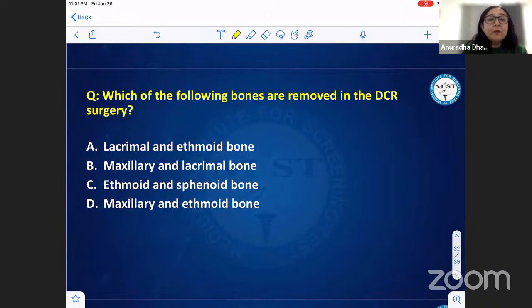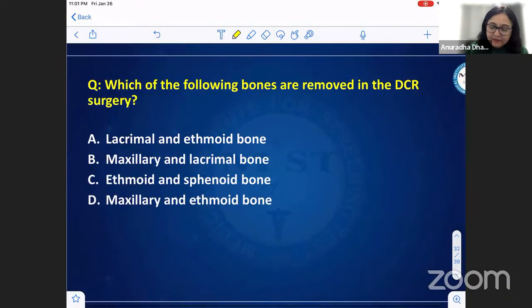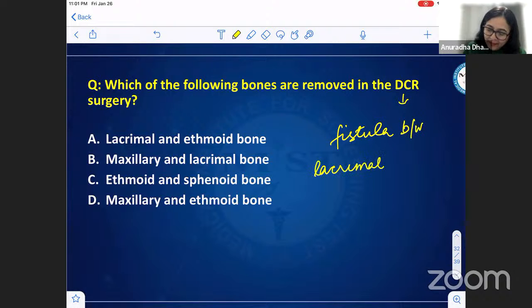Which of the following bones are removed in DCR surgery? So we know DCR surgery is done for chronic dacryocystitis. It's dacryocystorhinostomy, where we are making a fistula, that is a communication between the lacrimal sac and the middle meatus.